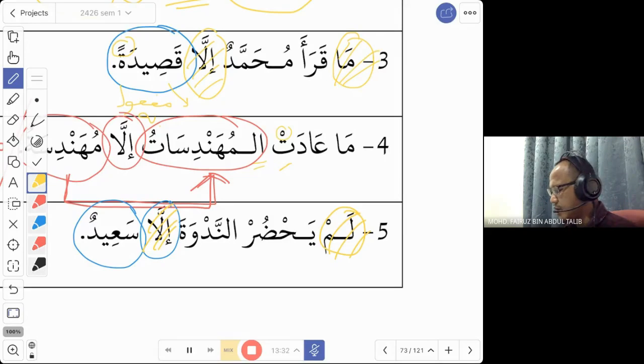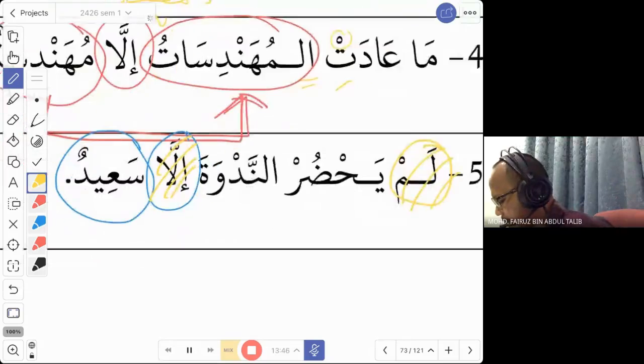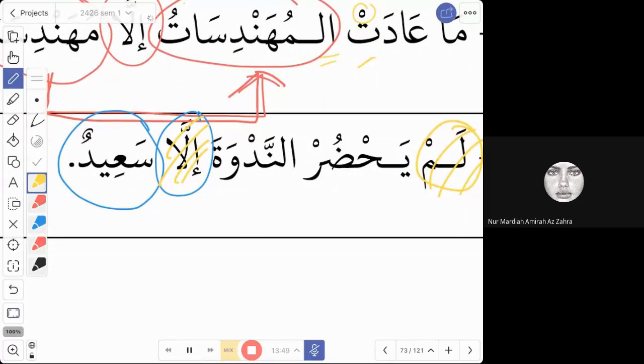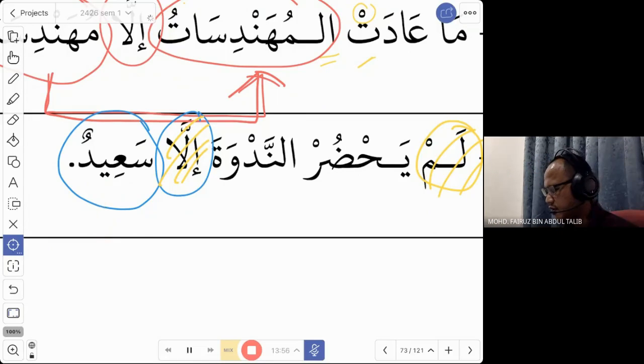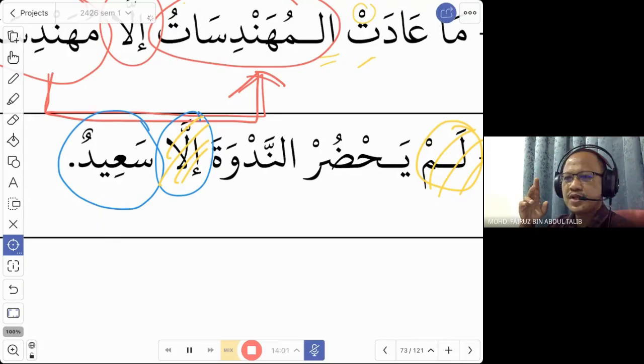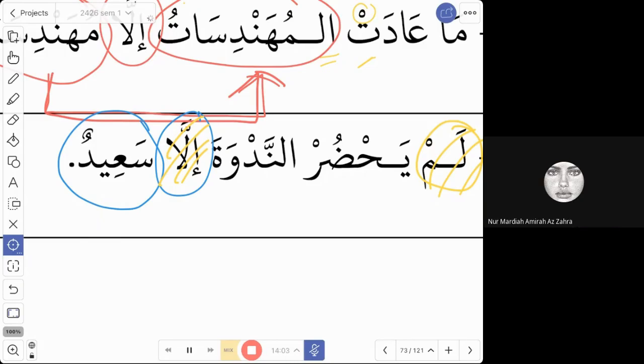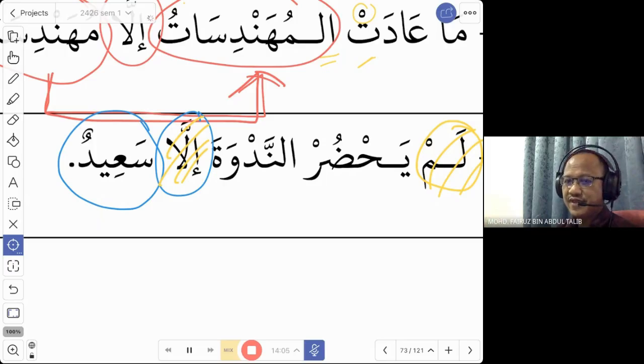Okay, or yahdur an-nadwata sa'id. So what is the word sa'id here? Sa'id, the name, his name is Sa'id. So what is this? Is this fa'il or is this maf'ul bih? Fa'il. Okay, let us see. If you say this is fa'il, normally where is the position of fa'il? In our normal sentence, the fa'il is normally positioned immediately after the fi'il, correct?